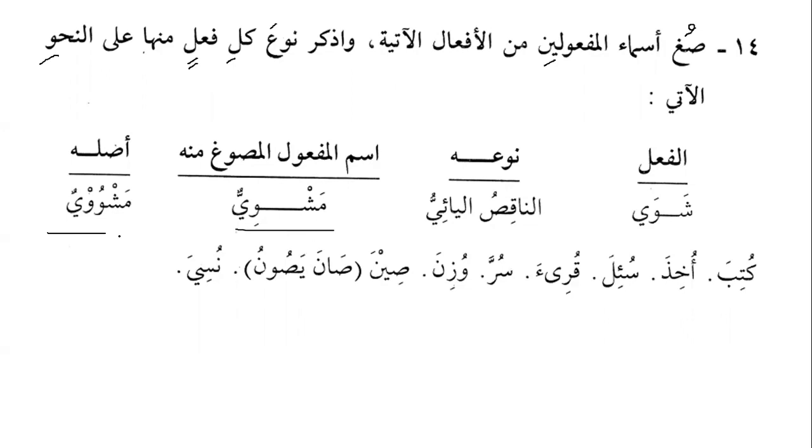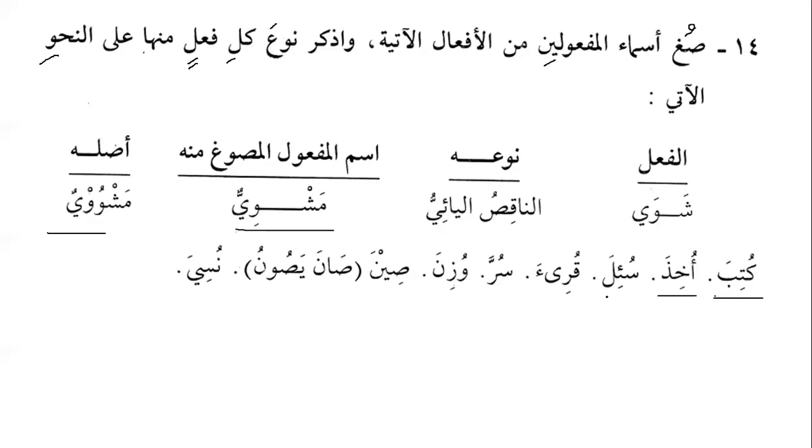All right. Kutiba. So this is the sahih type. And from kutiba it will be maktubun. Kutiba, maktubun. Okay. Ukhida, it's mahmuz, it has hamza. And what will be the ismul maf'ul? Ma'khuzun. Excellent, ma'khuzun, perfect.